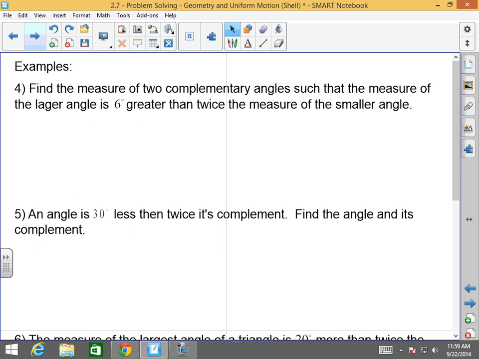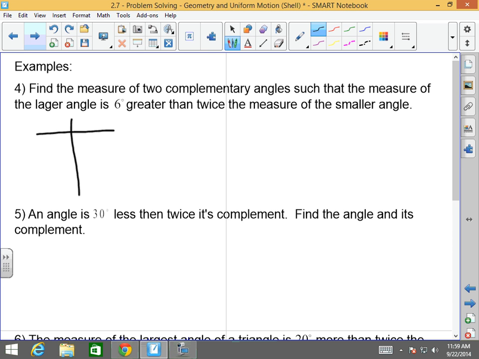Now let's put this to play. All right. Find the measure of two complementary angles such that the measure of the larger angle is 6 degrees greater than twice the measure of the smaller angle. They're not using the word complement here, so you do not have to use 90 minus x. Rather, you make a table for the larger and the smaller angle. It says here that the larger angle is 6 degrees greater than twice the measure of the smaller angle. So the smaller angle in this case is your x. That's the unknown. 99% of the time, the second part of the sentence is the x.